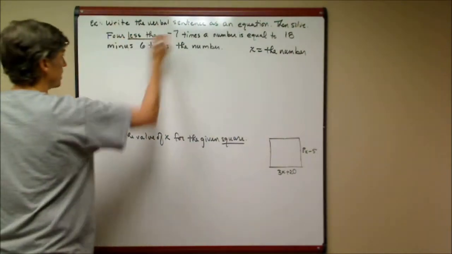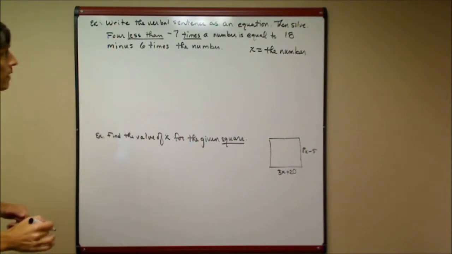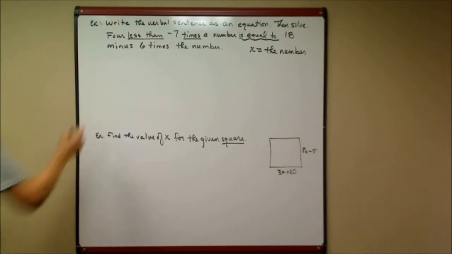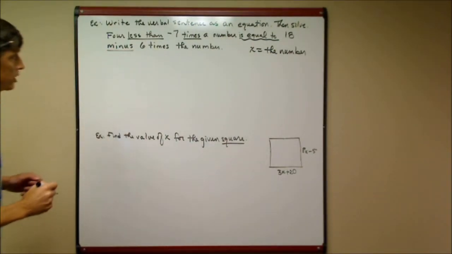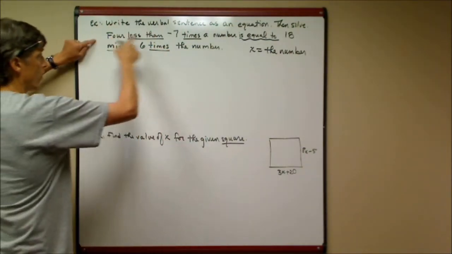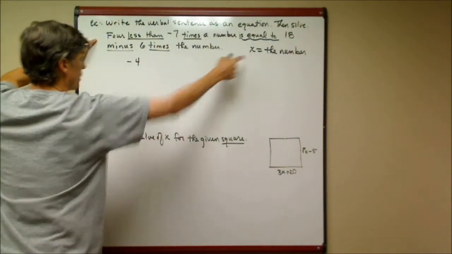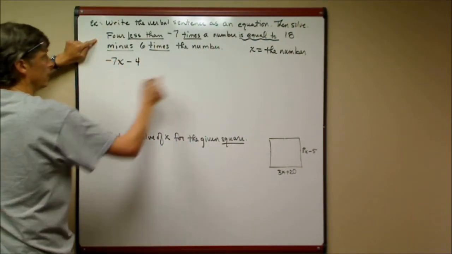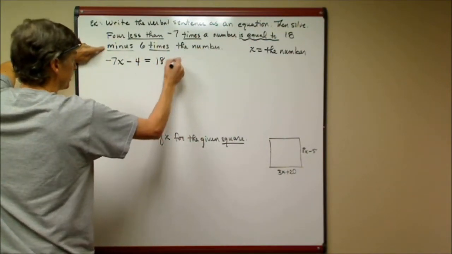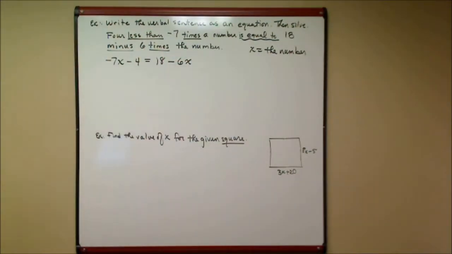4 less than means to subtract, and that's the one that changes the order around. Minus 7 times the number is equal to, that means, of course, equality, 18 minus, there's another subtraction, but that doesn't change the order around, and there's another multiplication. 4 less than, that means I'm subtracting 4 from negative 7 times this number, times x, so negative 7x, is equal to 18 minus, as you read it, you write it, 18 minus 6 times the number, 6 times x.